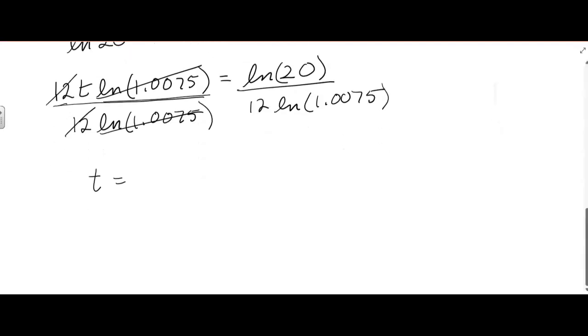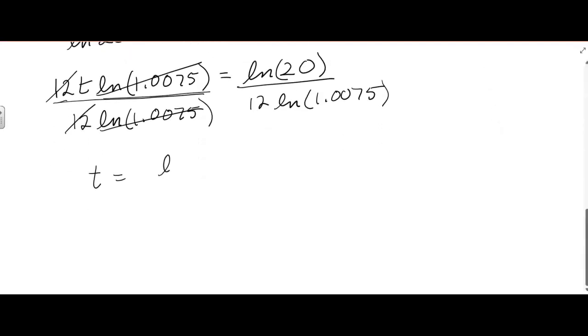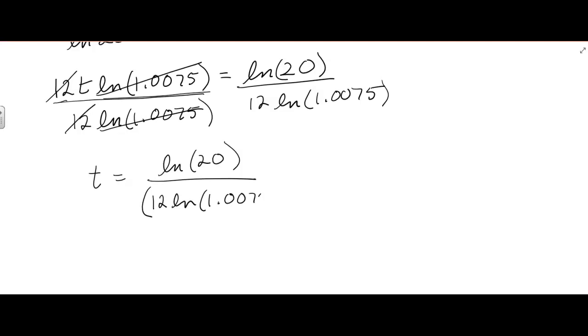Now, here's how it's going to go in the calculator. You're going to have the natural log of 20 divided by, and then you're going to have to open a parenthesis, 12 times the natural log of 1.0075, close it. Okay? And this is going to be approximately, okay, go ahead and stop the video and do that on your calculator and see what you get. Okay, so I got approximately 33.41. So it takes about 33 years.